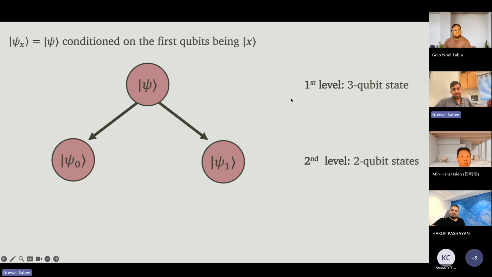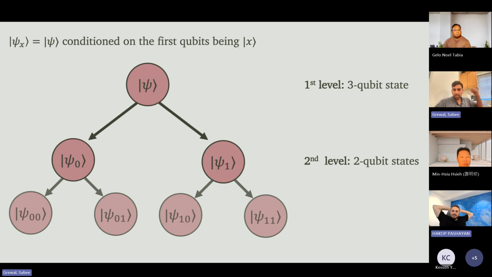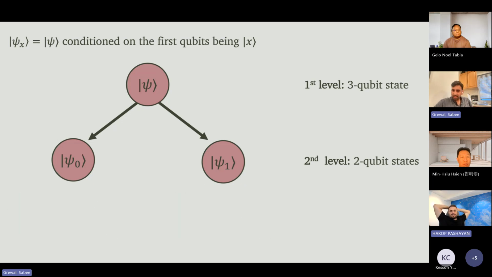We think of the second level of the tree as 2-qubit states. We're ignoring the qubit we conditioned on. Sorry, can I clarify? By conditioning, do you mean project the first qubit onto x and then renormalize? Yes. Measure the first qubit and post-select on the outcome being 0. Yes, exactly.